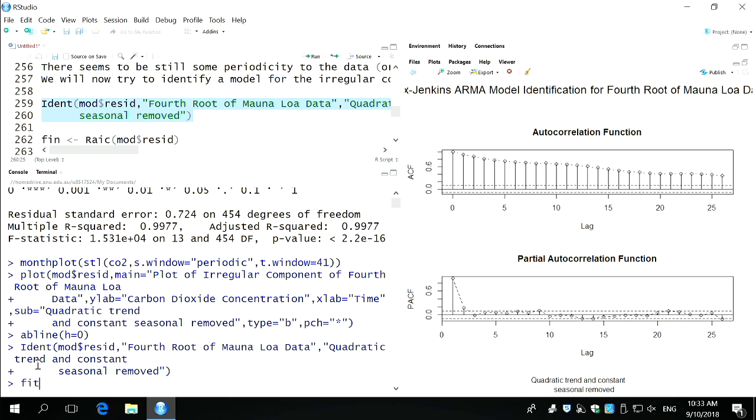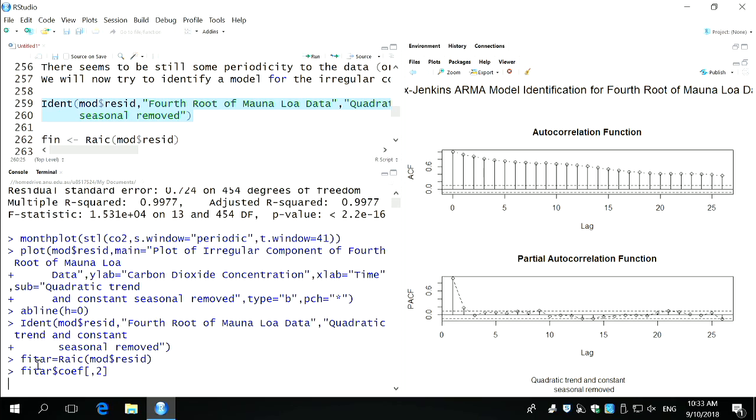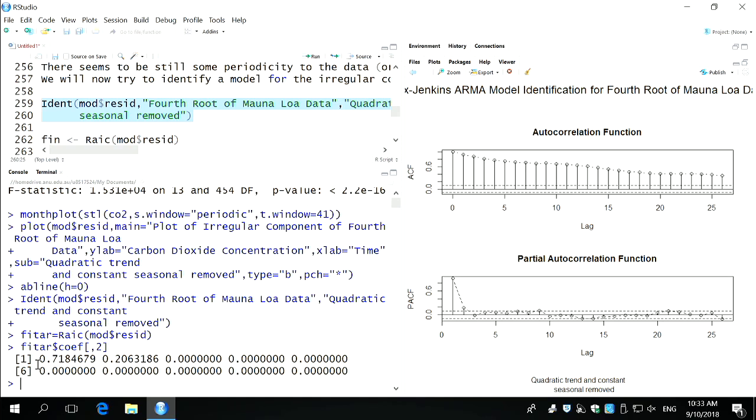Let's go ahead and fit that AR2. So we're going to run on mod$resid. Okay. It's going to take a while. There's 400 data points. The hamsters inside the computer here are running as crazy as they can. There we go. We want an AR2, so we want fitAR$coef, second column. So my coefficients are 0.718 and 0.206.